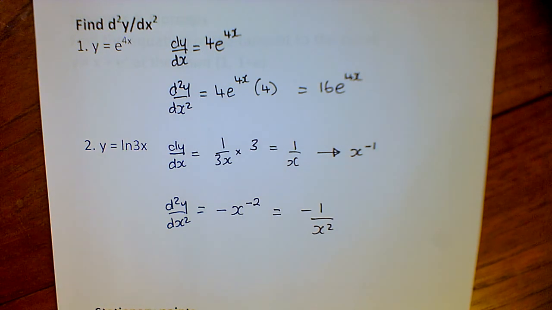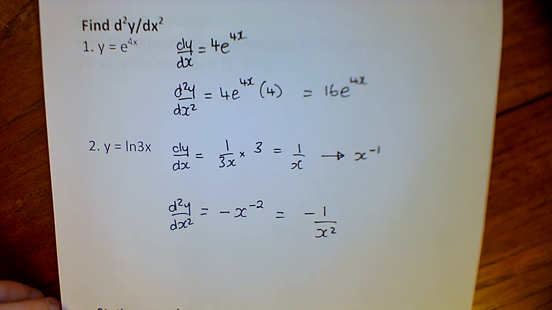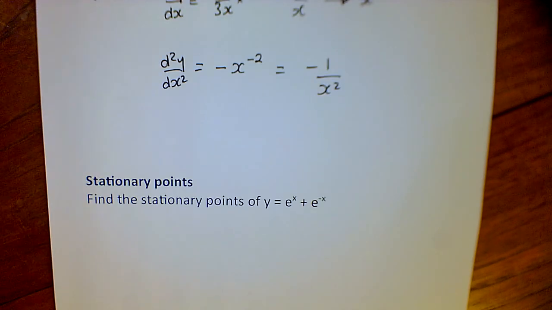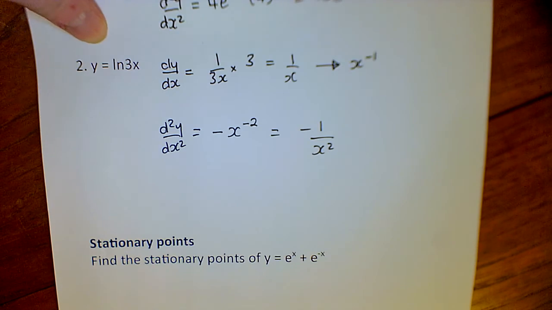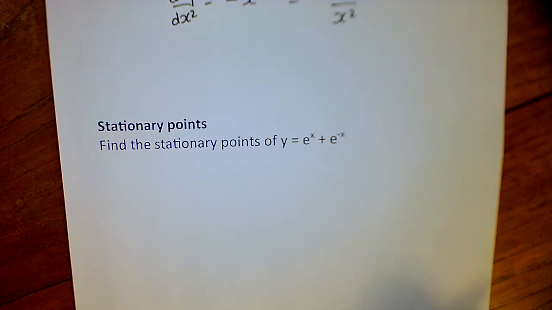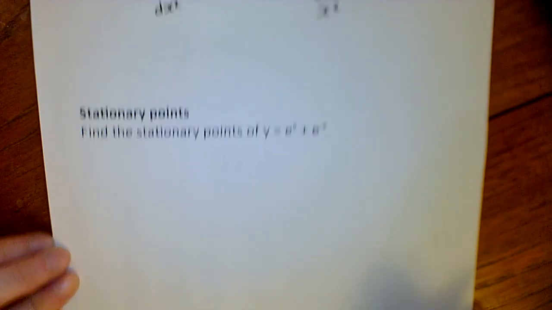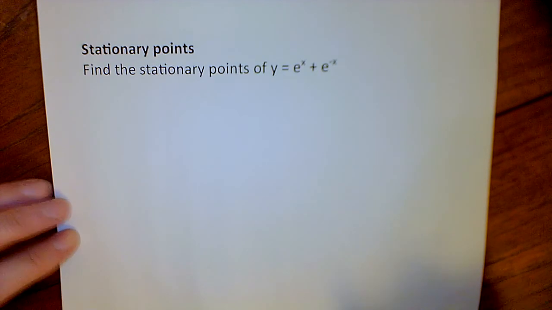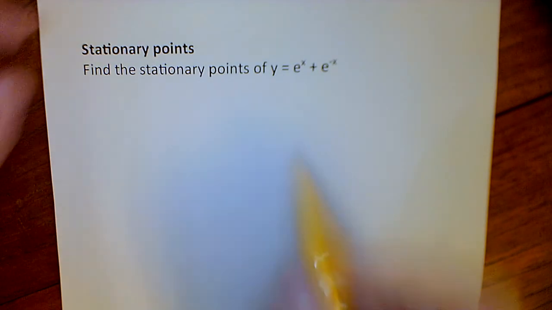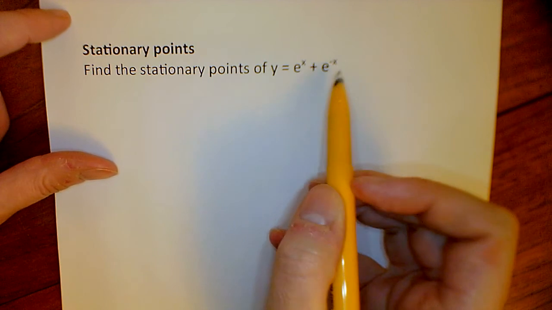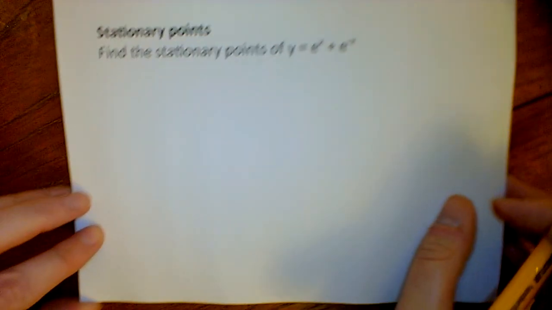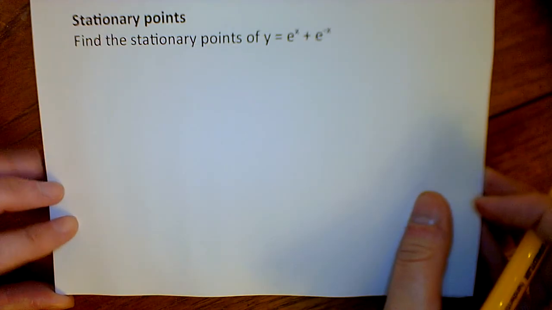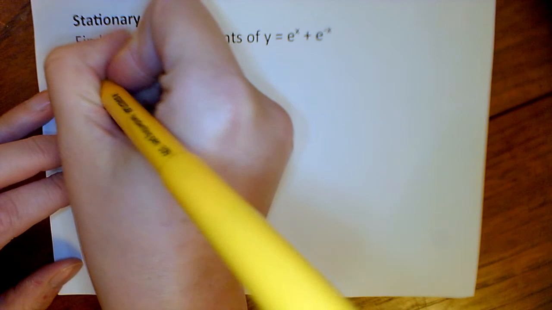Now the same as with any kind of differentiation, and it doesn't matter with e to x, ln x, we'll be doing trig, we'll be doing all sorts. You have to be able to find turning points or stationary points, and you have to be able to answer questions on tangents and normals. So we'll look at one of each. So find the stationary points of y equals e to the x plus e to the minus x. So we know stationary point, your turning point, we find dy by dx.